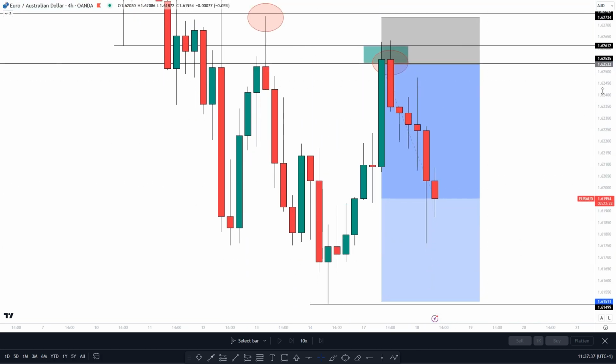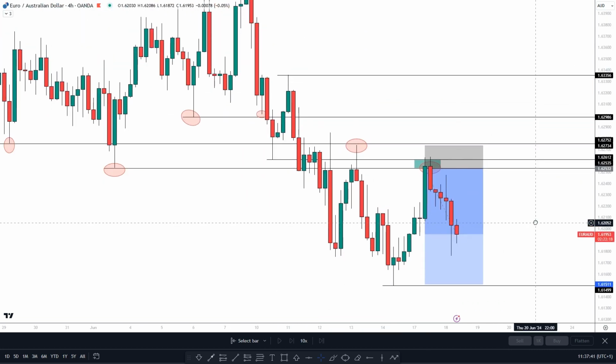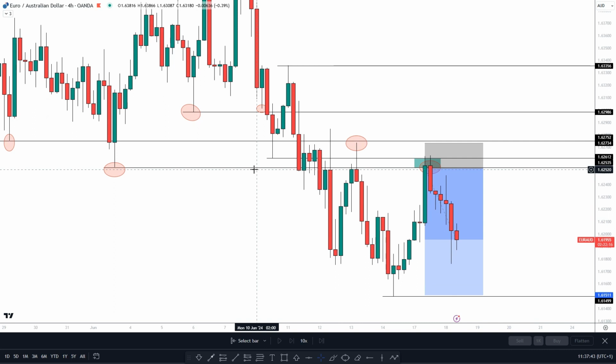So for me, I like to predict where the market may react in the future, as opposed to trying to get into positions just based off what price is telling me. And that's personally how I do it. So that is basically candlesticks broken down.